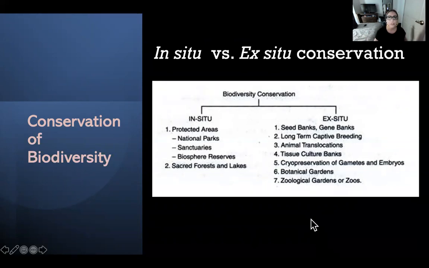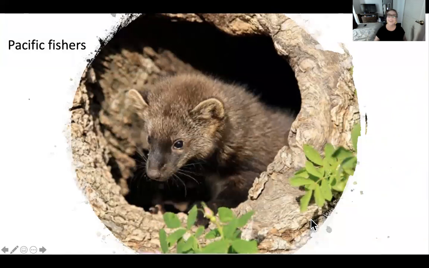I believe this is my last slide. Oh no, I have two more. This is the Pacific fisher. Now, it's kind of like a weasel type of thing. The Pacific fisher was almost pushed to extinction by logging, and I believe it's in the Pacific Northwest in the US. Now, we started doing captive breeding of the fisher, and now we have a very strong population in these forests again.